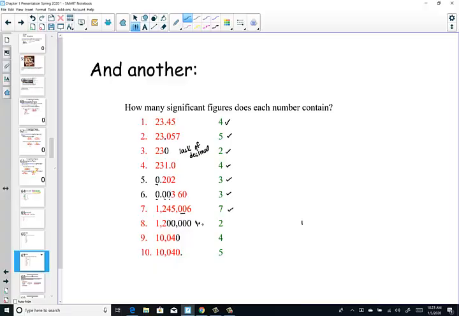Question 8 lacks a decimal point. Therefore, there are only 2 significant digits. Number 9 also lacks the decimal point. Therefore, only 4 sig figs. And number 10 does have the decimal point. And because it has the decimal point, this is a significant digit at the end, giving us 5 significant figures.